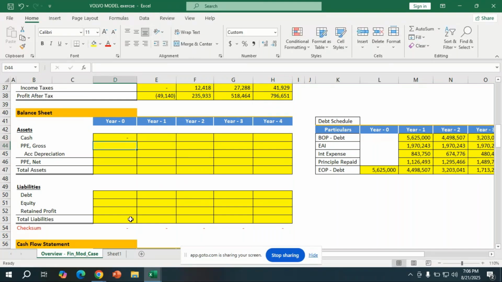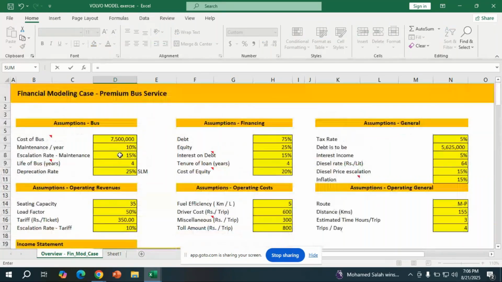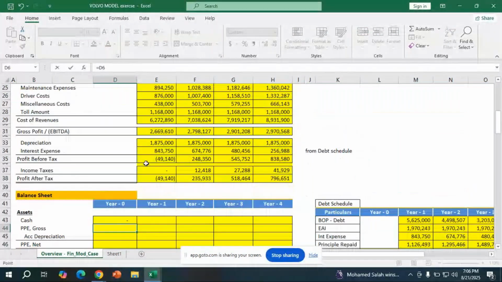And again, now PPE means what? I've already taught you. Property, plant, equipment, your asset. So what is the gross value of your asset? The gross value of the asset is equal to 75 lakhs. This is the gross value of the asset. Okay.